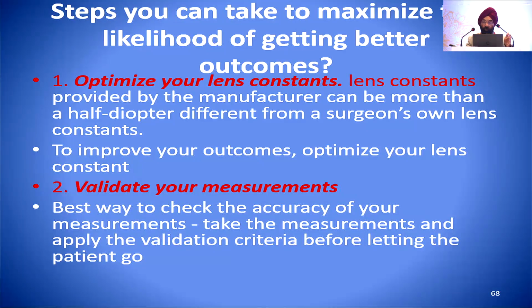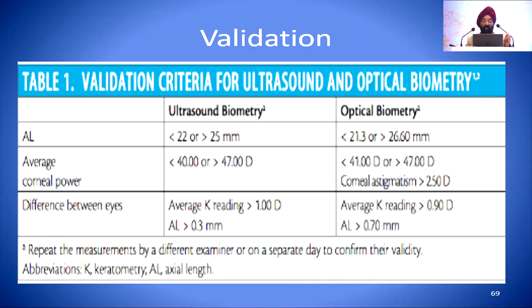Please optimize your lens constants. Validate your measurements if you are getting readings which are not as expected. If you are getting ultrasonic reading less than 22 or more than 25, keratometry which is less than 40 or more than 47, and difference between the two eyes is more than 1 diopter, please validate and check again.